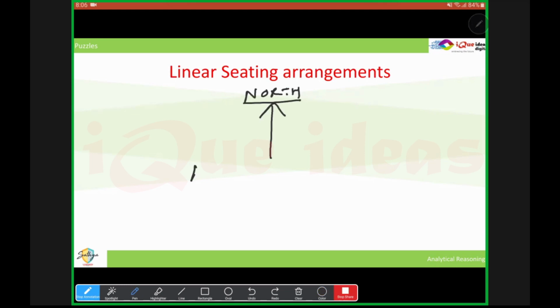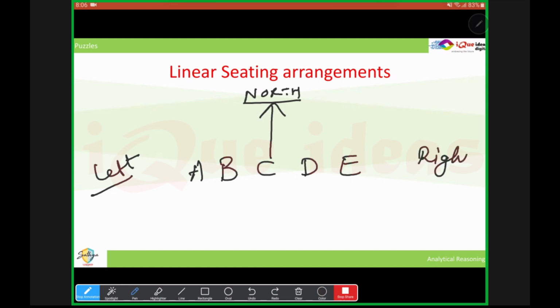So if I say A, B, C, D, and E are sitting like this, and if it is not given which direction they are facing, we always assume that they are facing up. So for everybody, this is the left hand side, and this will be known as the right hand side. Left is on the left, right is on the right, because they all face the same direction that we face, normal.